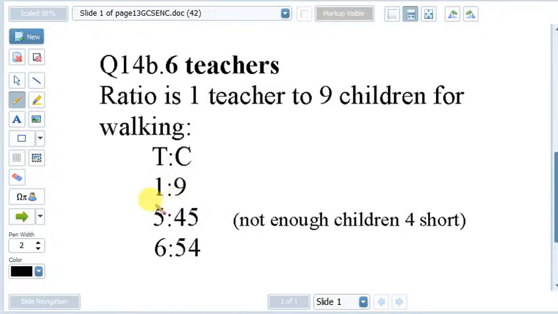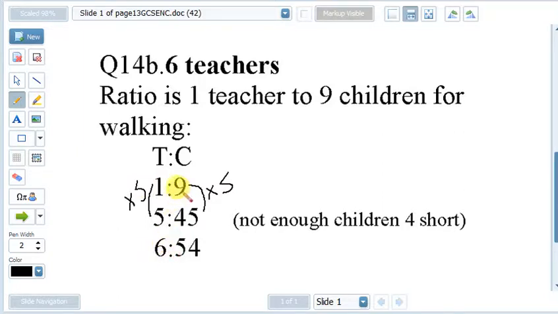So we times it by 5 to get up to the 45. 45 children, and for 45 children to go, we require 5 teachers. Now 45 isn't enough for the 49 children to go. So either we leave the 4 children behind, which unfortunately we can't do, so we've got to go up to the next one. So instead of 5 teachers, we would require 6 teachers.